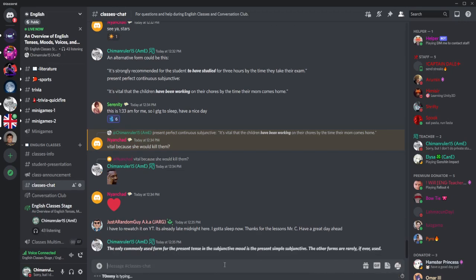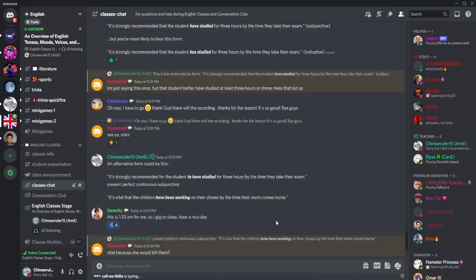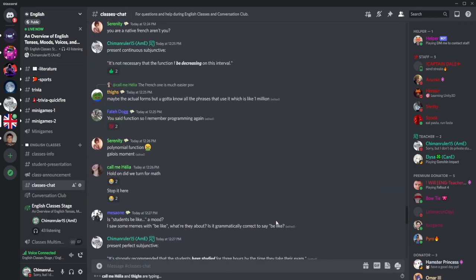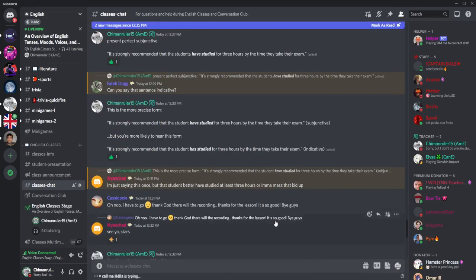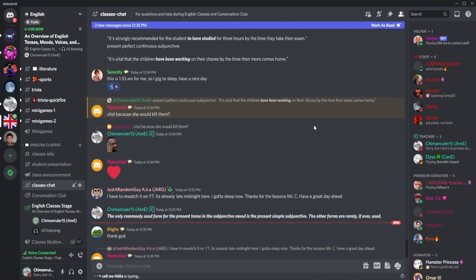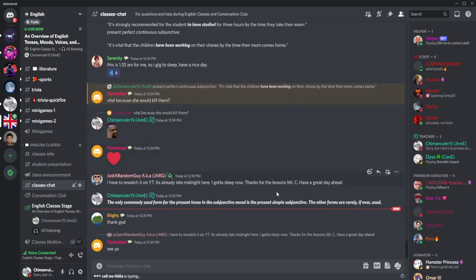The only commonly used form for the present tense of the subjunctive mood is the present simple subjunctive. The other forms are rarely, if ever, used. Because really, in many of these examples I provided, you could just replace these with the present subjunctive. So you could even say, it's strongly recommended that the students study for 3 hours before they take their exam. You could say that.